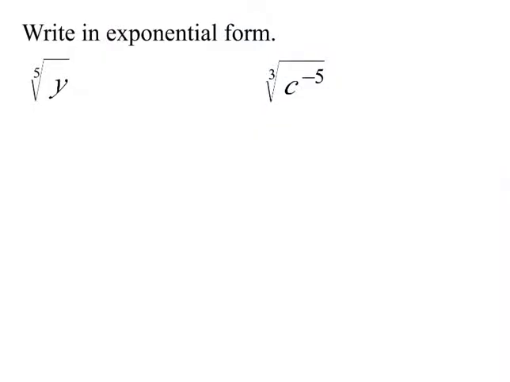So let's look at this one, write in exponential form. So this is just kind of the opposite. So we're given radical, we're now going to write in exponential form. So that first one will be y to the what power? 1/5. Okay?